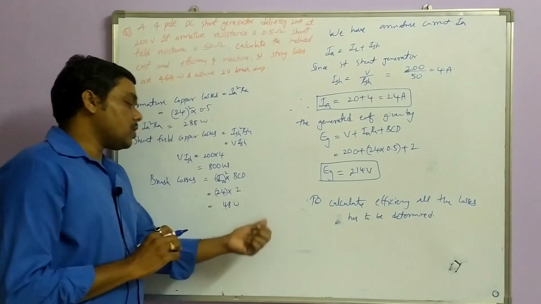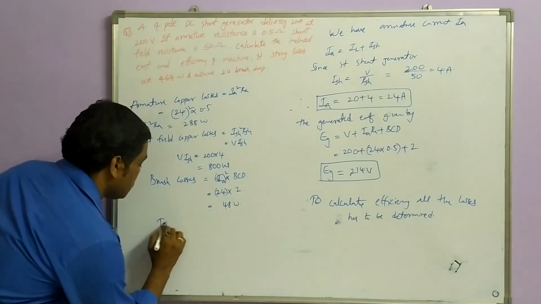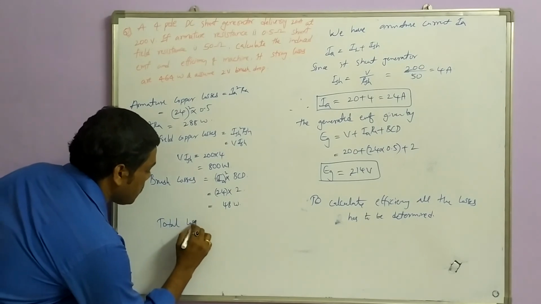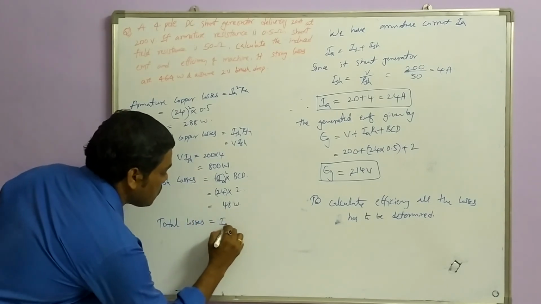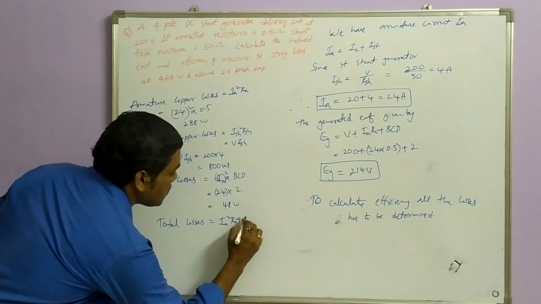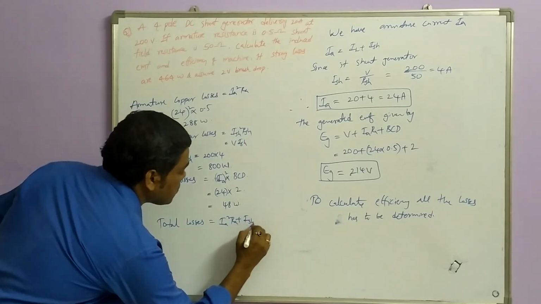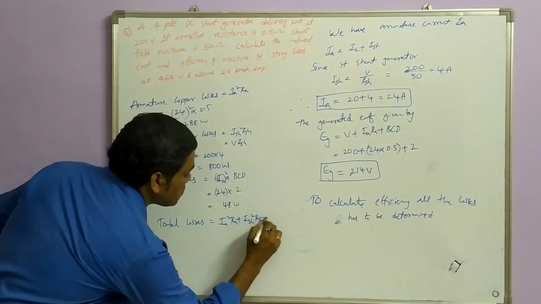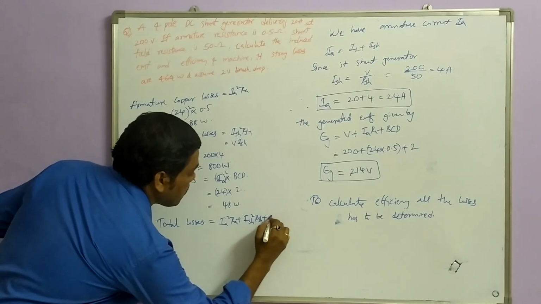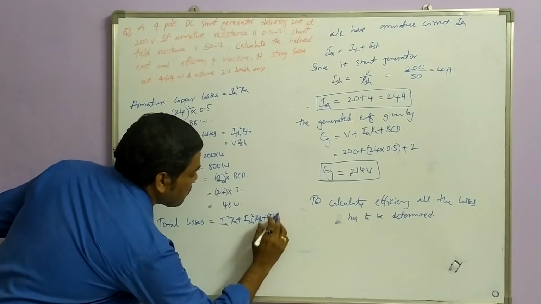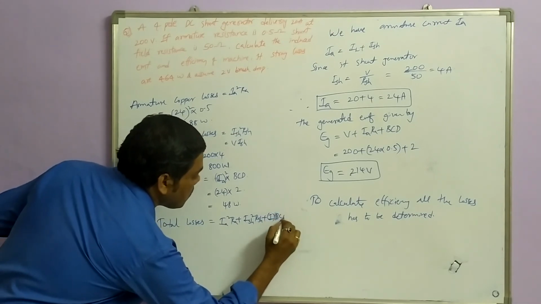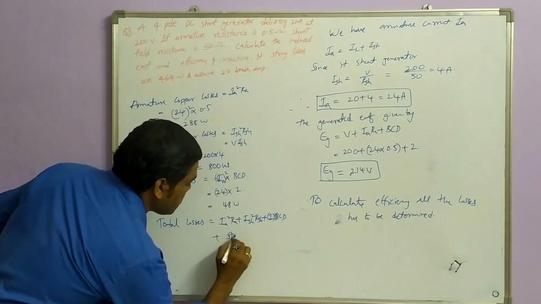Now what is the total losses? So total losses is equal to Ia square Ra plus ISH square RSH plus brush drop I into BCD plus stray losses.